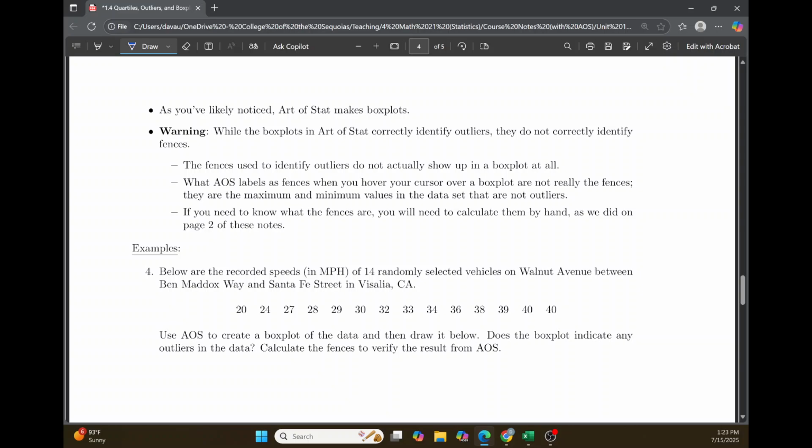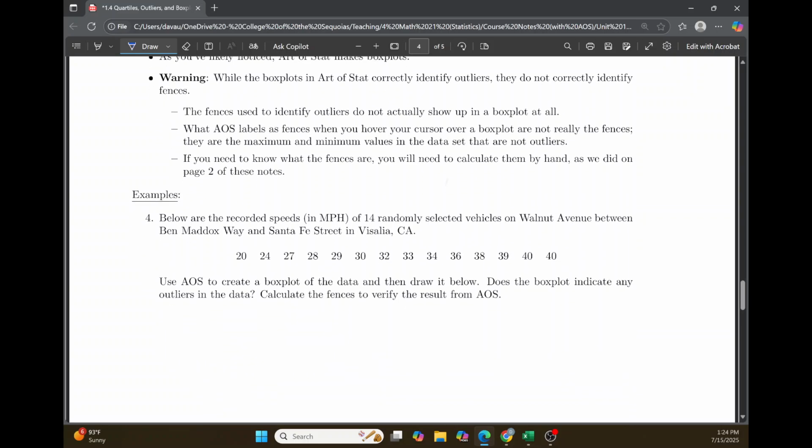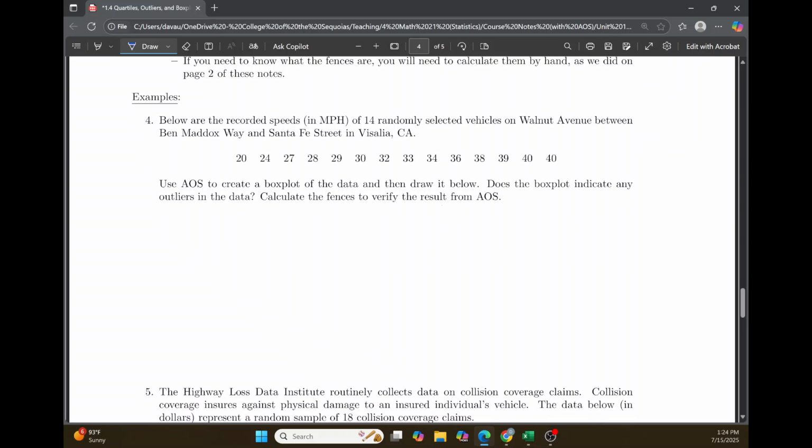So if you need to know what the fences are, you'll have to calculate them by hand like we did on page 2 of the notes. Let's look at a couple examples of that.